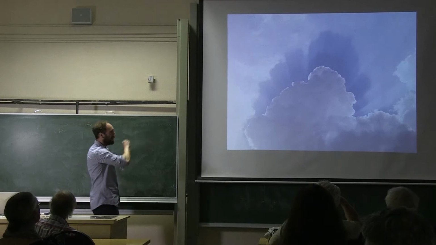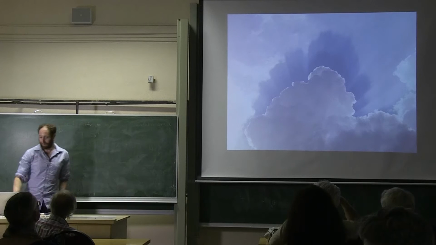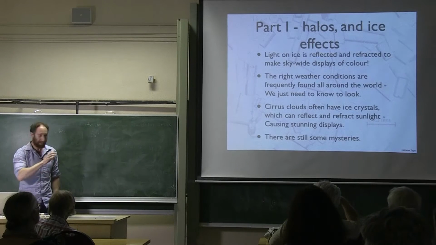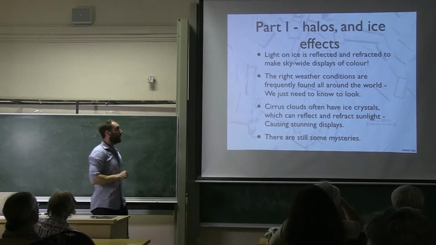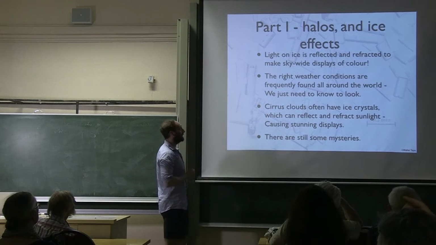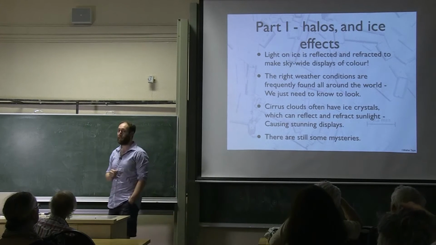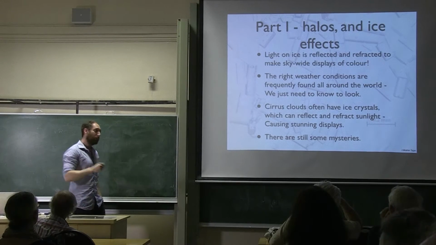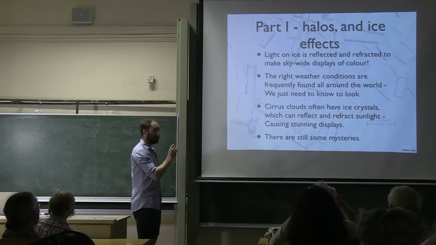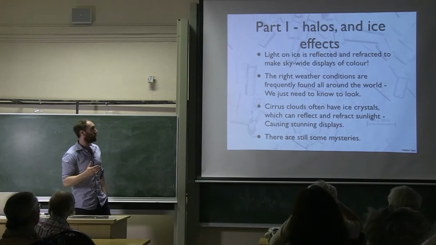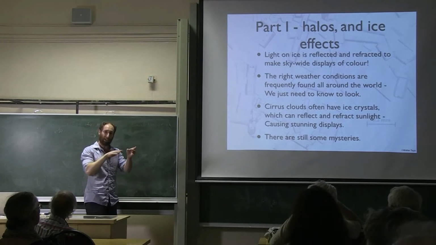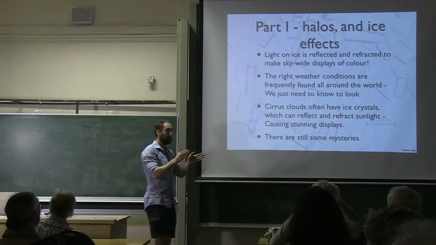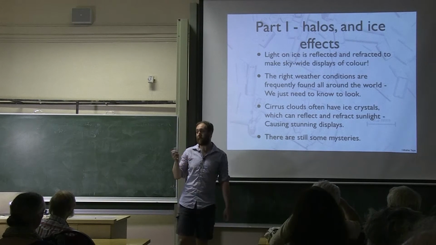So this picture here I'm actually going to explain later in the second part of the talk. So the first part of the talk that I want to talk about is about halos. Okay? Halos and different ice effects. So halos are caused by the interaction of light from the sun or the moon on ice crystals in the sky. And those ice crystals cause the light which passes through them to be refracted and reflected in different ways to cause spectacular effects.